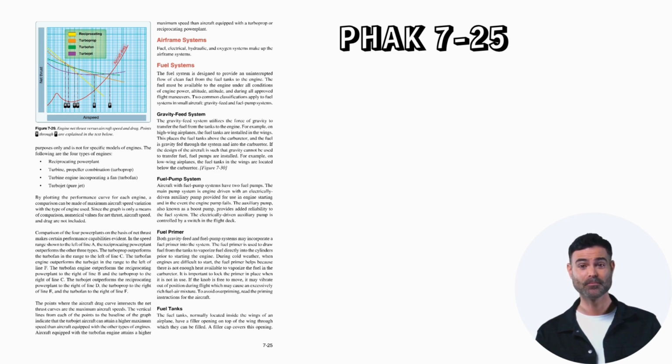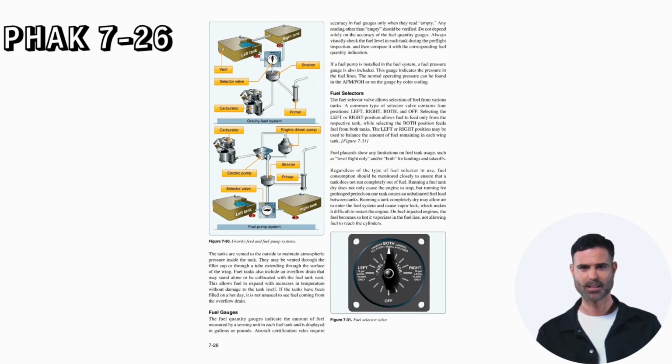Fuel tanks. The fuel tanks, normally located inside the wings of an airplane, have a filler opening on top of the wing through which they can be filled. A filler cap covers this opening. The tanks are vented to the outside to maintain atmospheric pressure inside the tank. They may be vented through the filler cap or through a tube extending through the surface of the wing.